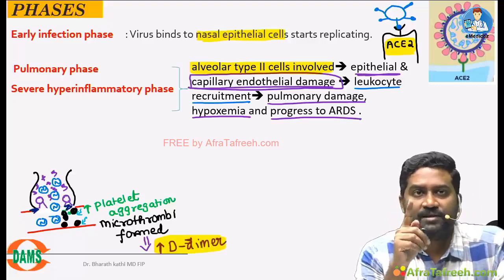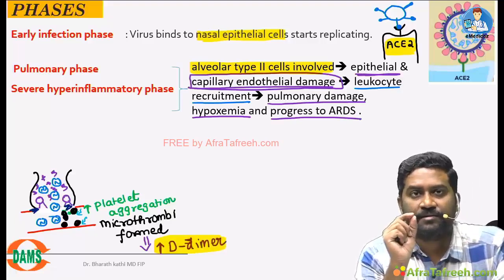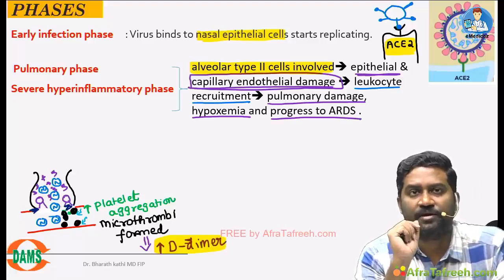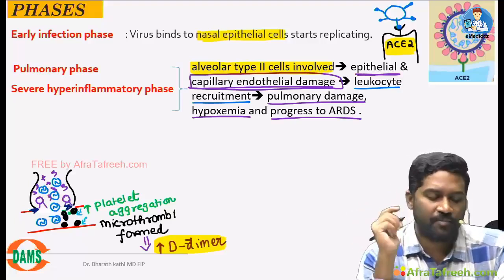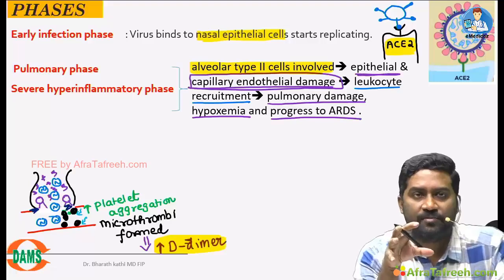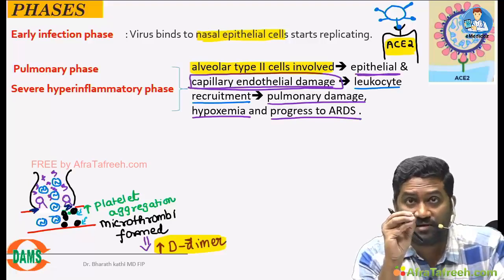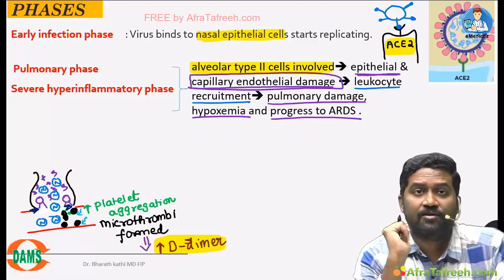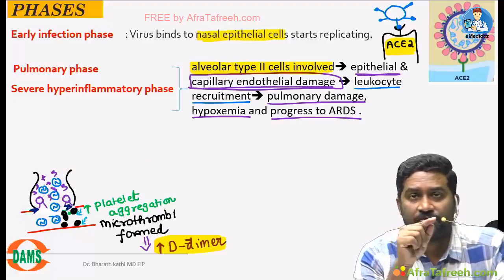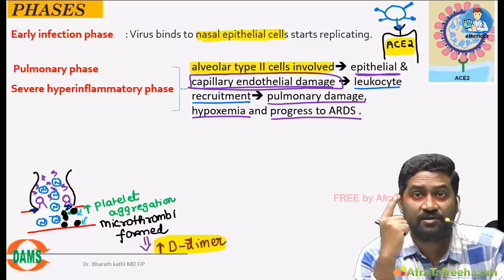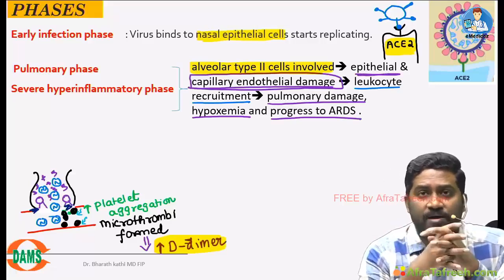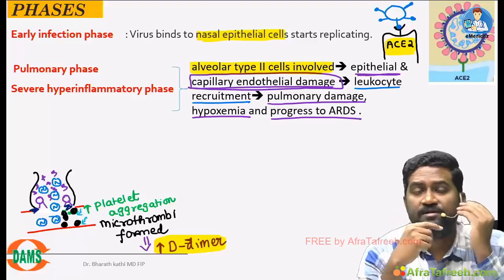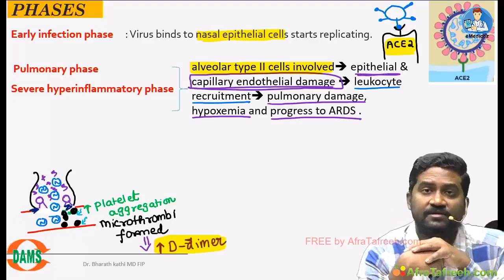Because of endothelial damage, there will be platelet aggregation. Because of platelet aggregation, microthrombi will be formed. And when these microthrombi are getting broken down, there will be increased D dimer. So more D dimer means more microthrombi have formed. Whenever more microthrombi have been formed, the pulmonary vasculature can get occluded and gaseous exchange will not happen. So to counter this, we will give anticoagulation, because there is thrombi formation. To make the thrombi not form or not extend, we will be giving anticoagulation in COVID-19.